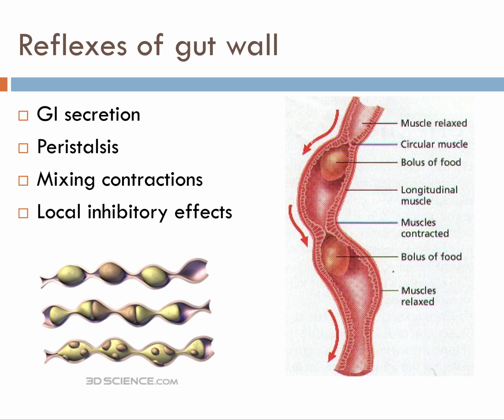Okay. Then there's local reflexes of the gut wall, and these activities of GI secretion, peristalsis, mixing, inhibitory effects, those are all just very basic reflexes that are navigated just by the enteric nervous system running. So one thing I want you to take a look at that we'll talk about more in the propulsion chapter is this is what peristalsis looks like. And this is a great picture of it.